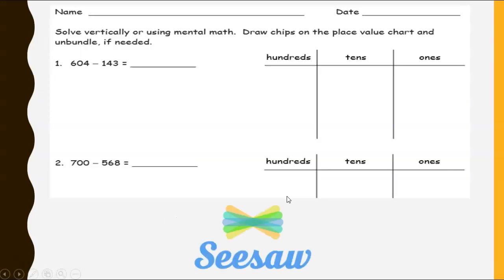It is now your turn to do this on your own. You need to get your exit ticket. You need to solve these two problems right here. Don't worry about this chart over here. You're just setting these up vertically like we've been doing, and you're going to solve those.